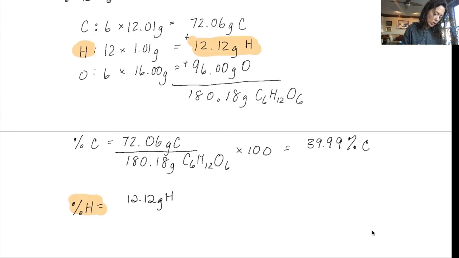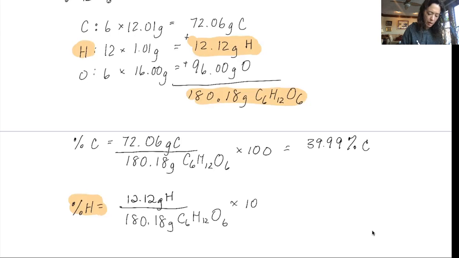And I'm going to divide it by the mass of my compound, which is a total of 180.18 grams. I'm going to multiply that by 100 to turn it into a percentage. And I should expect a very low number because 12 is a very small percentage of 180. In fact, it is 6.73%. We're just going to keep the two numbers after the decimal, okay?